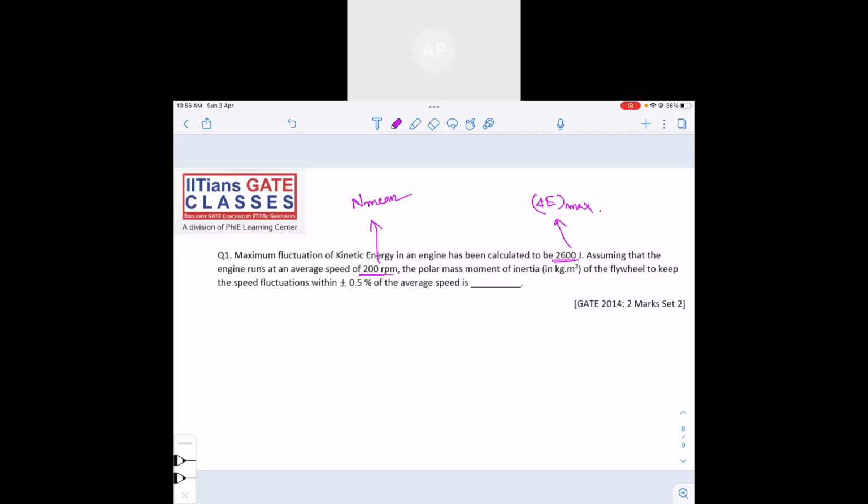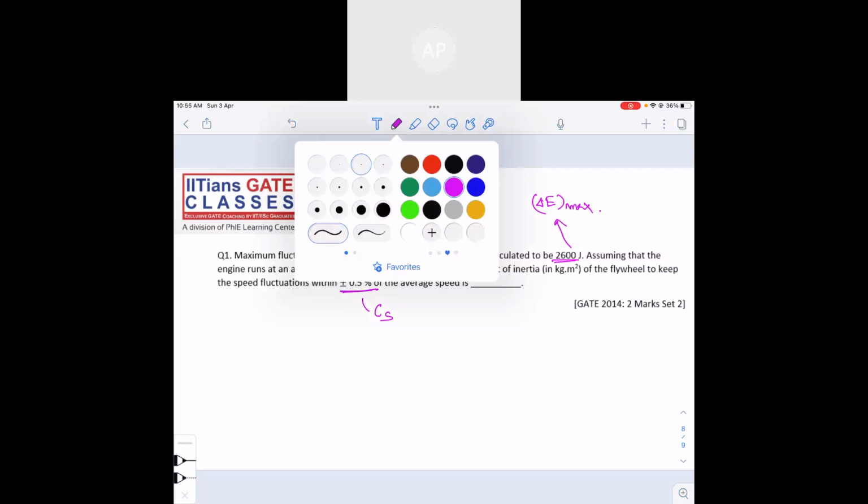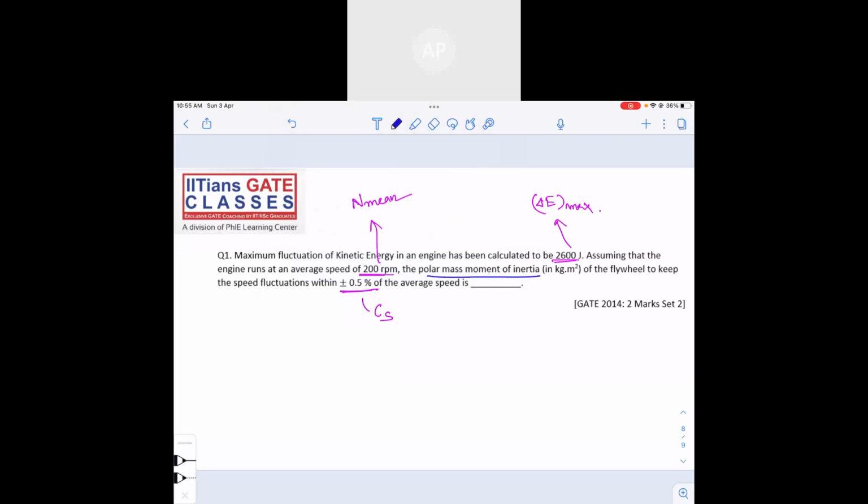The polar mass moment of inertia of the flywheel to keep the fluctuation of speed. So what is given is Cs, right? What is being asked in the question is the polar mass moment of inertia of the flywheel. Now we know the formula. Maximum number of questions will be from this formula. Delta E max is equal to I Cs omega square.